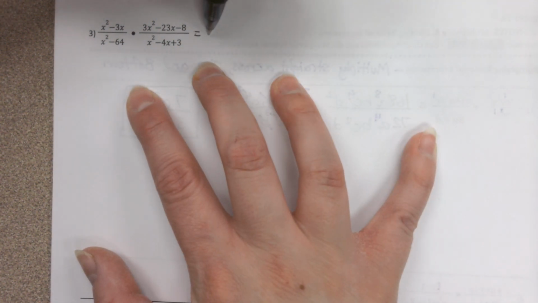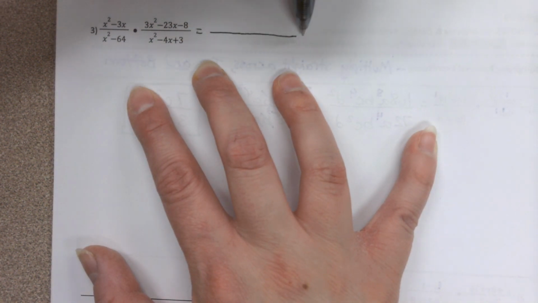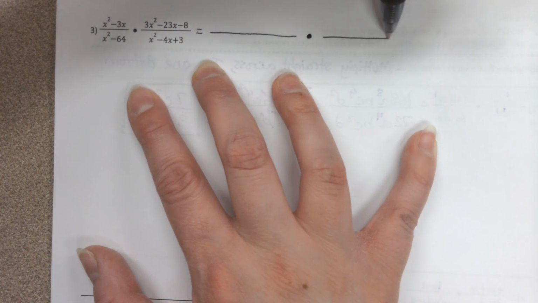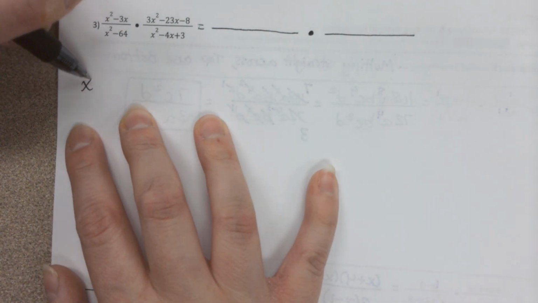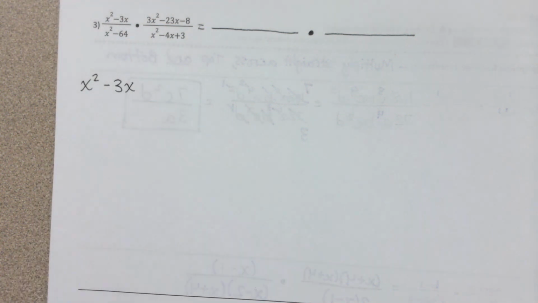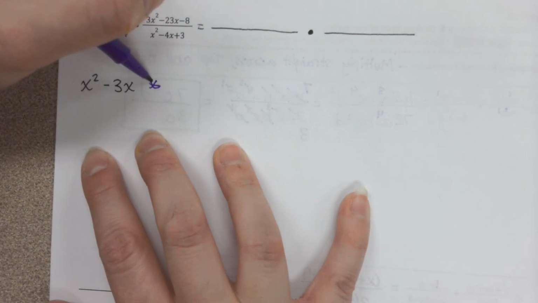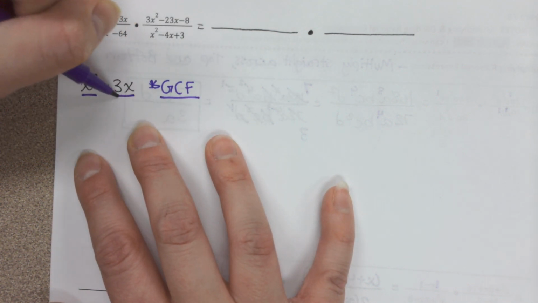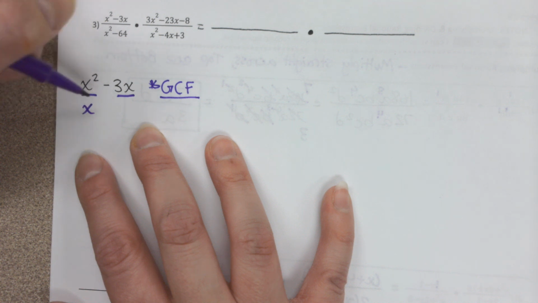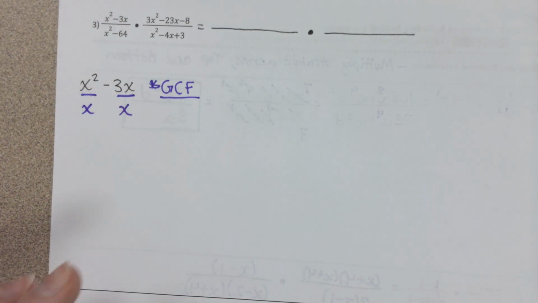So again, first thing I'm going to do is set up my blank fractions because I'll replace everything with factors. Everything that I can, at least. These first couple problems are going to go by quickly. First, we'll start with x squared minus 3x. What kind of problem is this? GCF. Always look for a GCF first, and this is why. We can divide both of those by an x. They share an x.